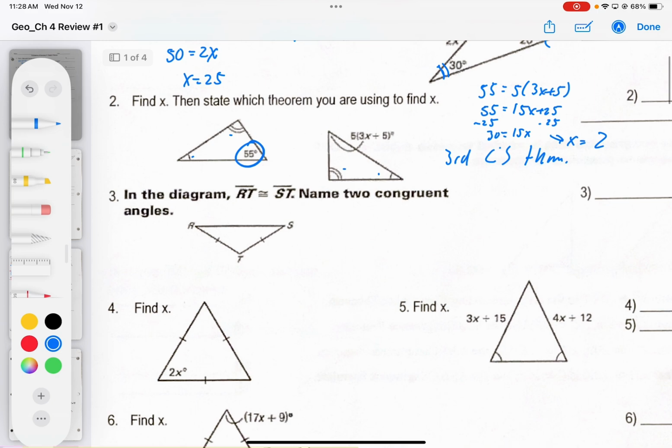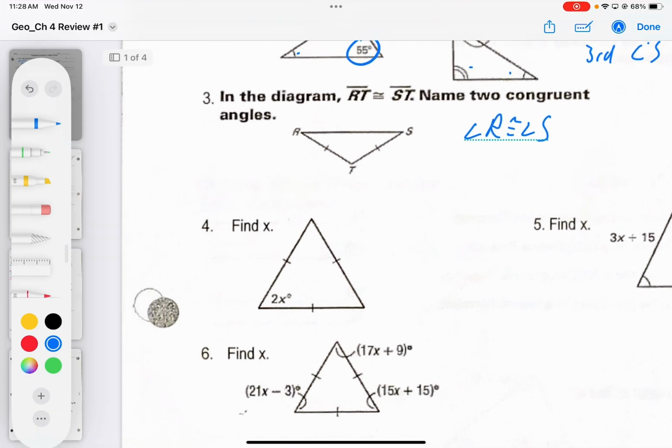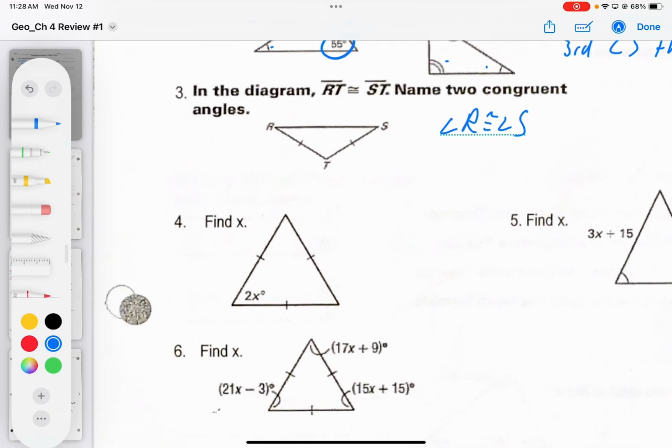All right, cool. In the diagram, those 2 sides are congruent. What 2 angles would be congruent? No one did this, so you guys tell me, number 3. Angle R and angle S. Good. Angle R is congruent to angle S. All right, and then what about number 4? What type of triangle do we have?